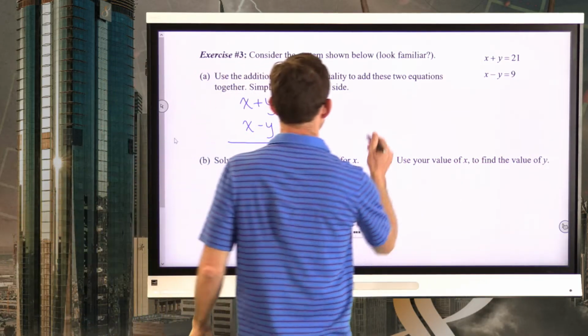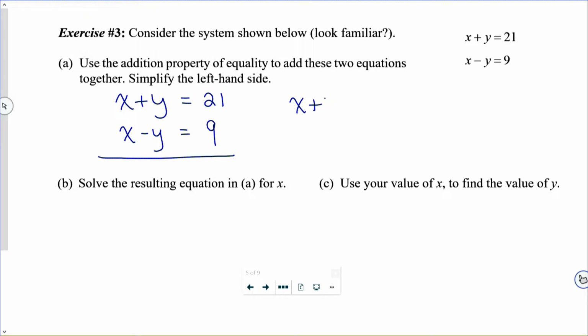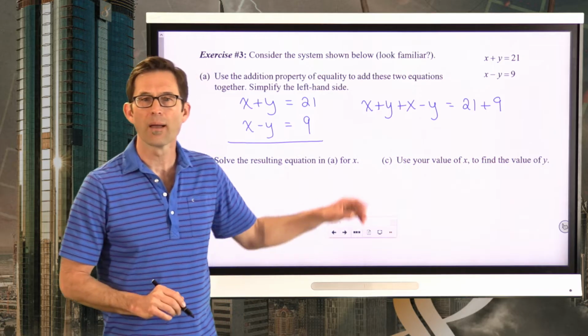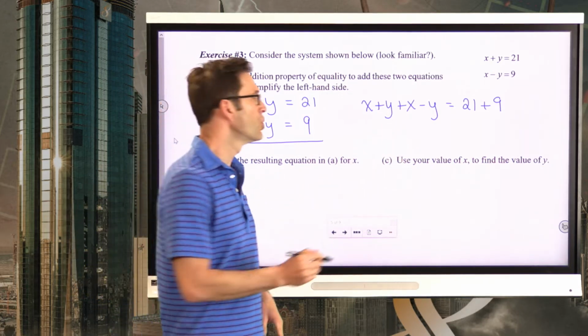If I added the left-hand side of these equations together, I'd have x plus y plus x minus y is equal to 21 plus 9. Okay? Now, when I do that, I'm going to have an x plus x, which is 2x.